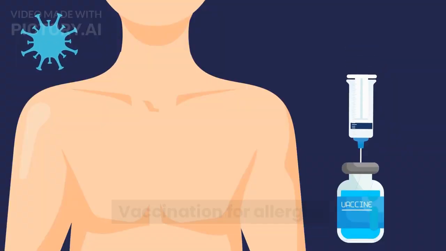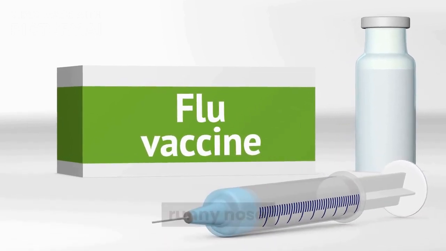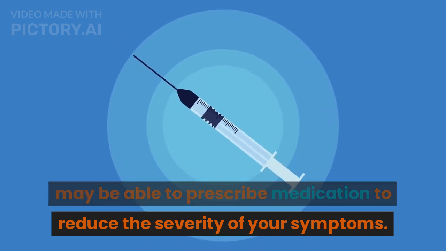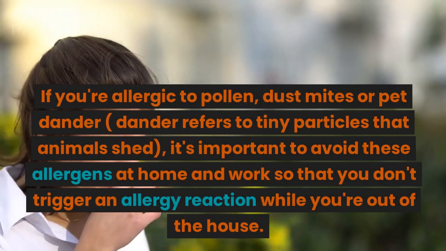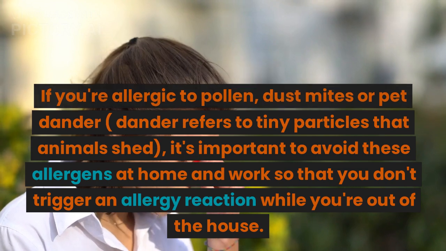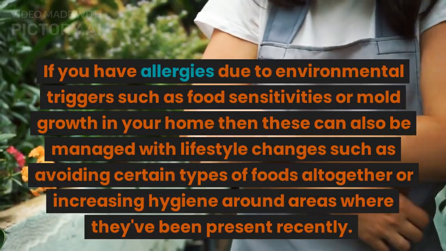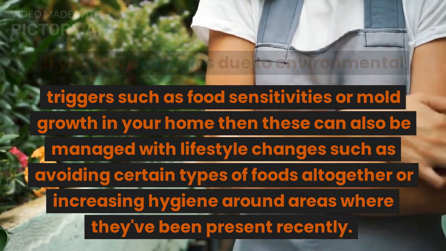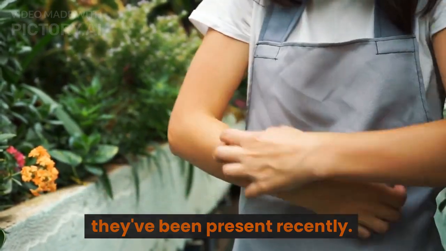Vaccination for allergies. Allergies are a common condition that can cause severe symptoms, such as fever and runny nose. While there is no cure for allergies, your doctor may be able to prescribe medication to reduce the severity of your symptoms. If you're allergic to pollen, dust mites, or pet dander, dander refers to tiny particles that animals shed, it's important to avoid these allergens at home and work so that you don't trigger an allergy reaction while you're out of the house. If you have allergies due to environmental triggers such as food sensitivities or mold growth in your home, then these can also be managed with lifestyle changes such as avoiding certain types of foods altogether or increasing hygiene around areas where they've been present recently.